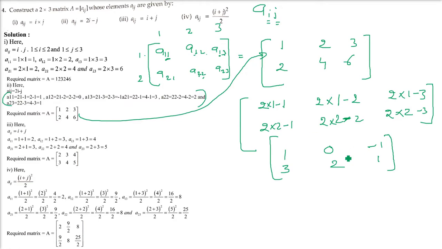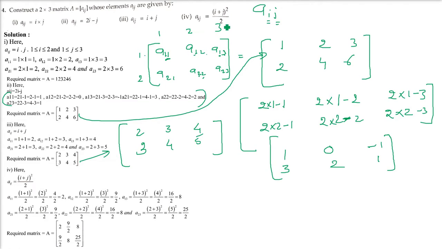And second one is there, which I wrote here. i plus j. So i plus j, just add these i and j. I'm just adding it. So the third part I'm doing. 1 plus 1, 2. 1 plus 2, 3. 1 plus 3, 4. 2 plus 1, 3. 2 plus 2, 4. And 2 plus 3 is 5. So this is the third one.